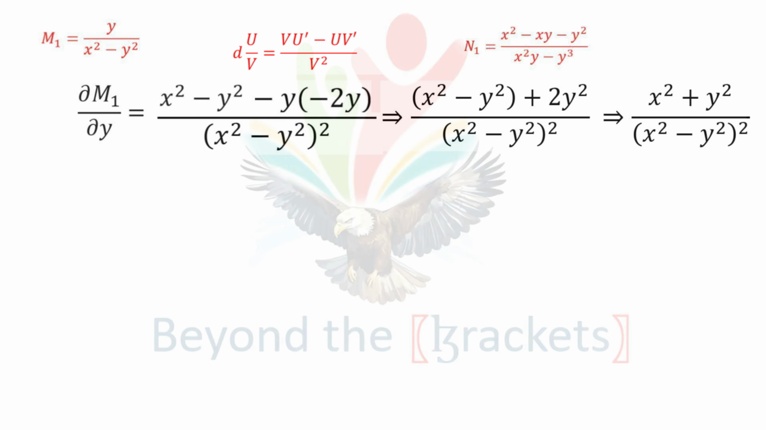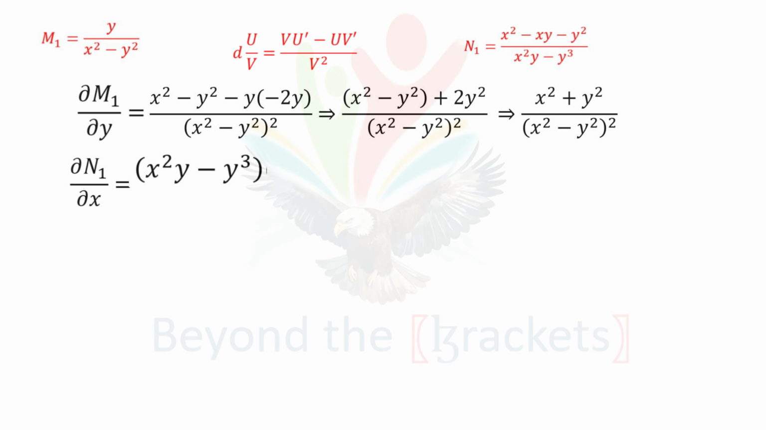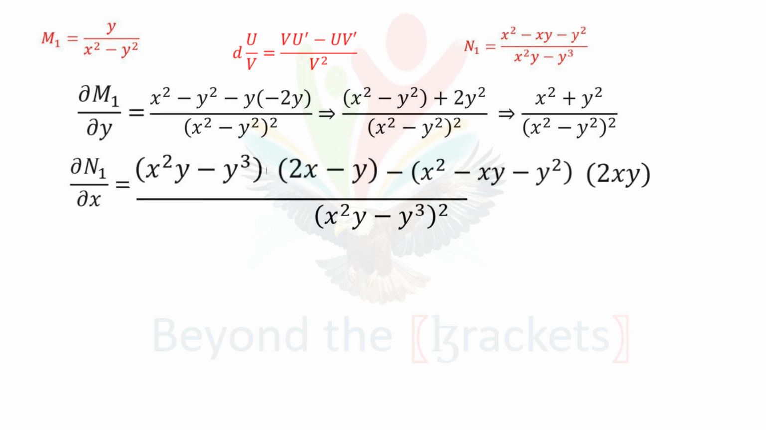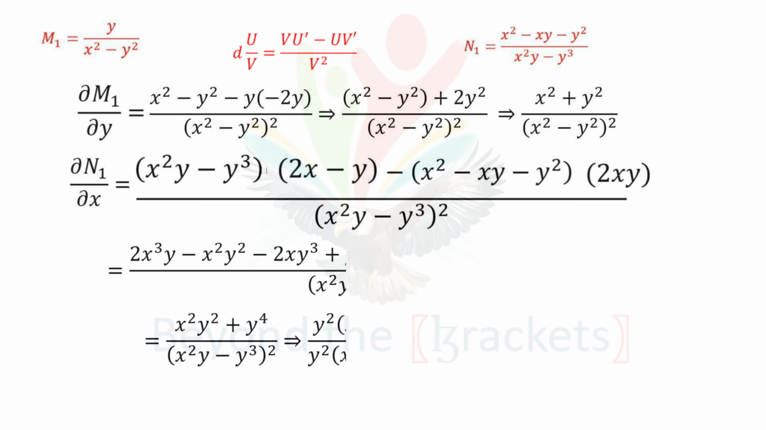Again, differentiating N1 partially with respect to x, both the numerator and denominator have x, so again we'll apply the u by v rule. First, write the denominator as it is. Differentiating numerator with respect to x, we get 2x minus y. Then writing the numerator as it is. Differentiating denominator with respect to x, we get 2xy, divided by denominator whole square. Simplifying this further, this is the answer we get. Both the equations are equal, so equation 2 is exact.